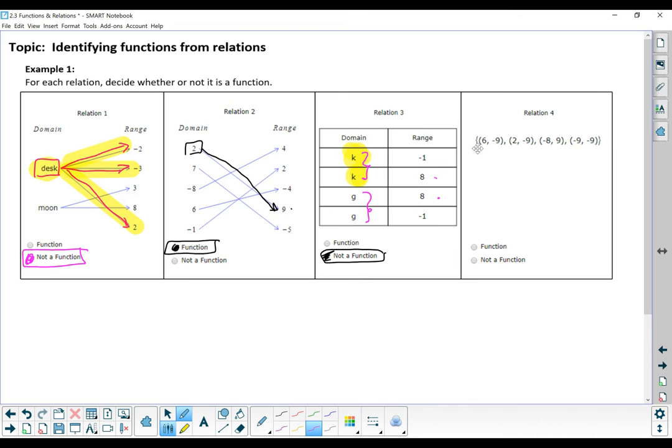For a list of points like this, again, we're just looking to see if any of our inputs got repeated with a different output. So this one is a function. If we added the point 6, 2, then since we have a 6 and another 6 with different outputs, it would be not a function.